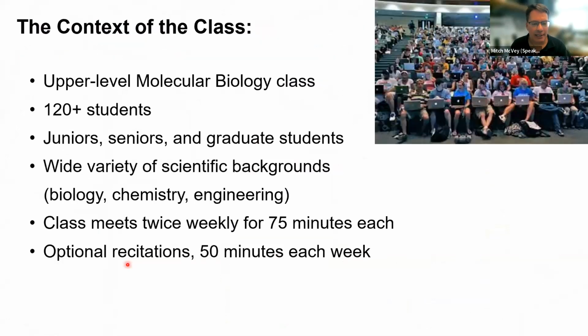So the context of the class, it's an upper level molecular biology class. There will be 130 students enrolled next year, which kind of scares me. It's a mix of juniors, seniors, and graduate students from a wide variety of scientific backgrounds. So we have many biology majors, but also biochemistry and bioengineering students. The class meets twice weekly for 75 minutes each. The journal club fits into one of those 75-minute classes, and there are optional recitations of 50 minutes students can attend.